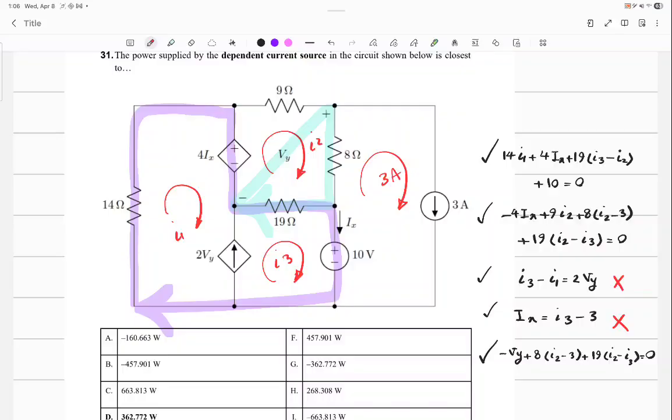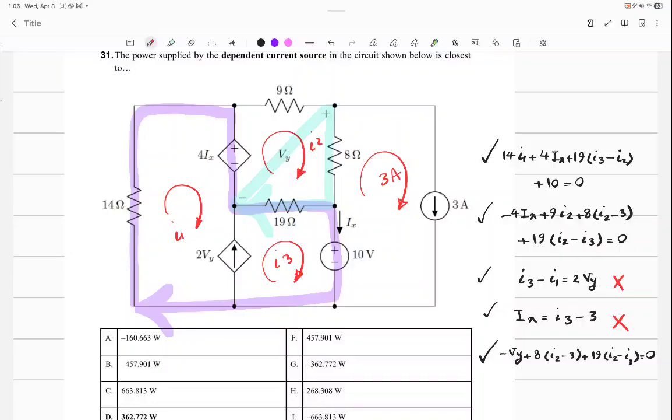Yes? So when doing mesh, doing that over Vy, you don't have to make another mesh current, an I5? No, because that's not a new mesh. That's just some extra equation for me, okay.